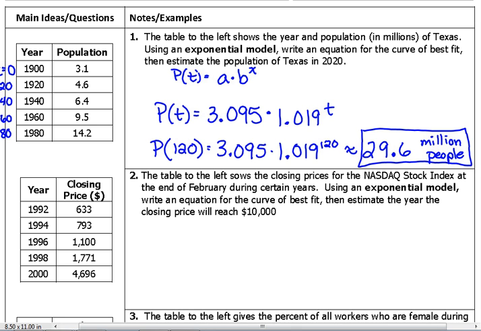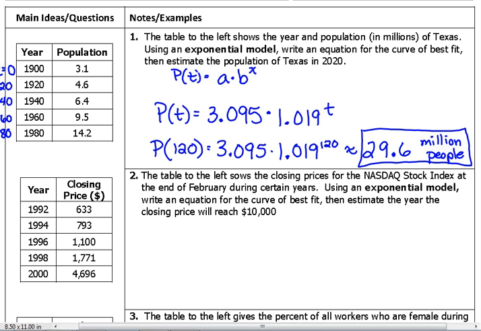Okay, so look at number 2. It says the table on the left shows the closing prices for the NASDAQ stock index at the end of February during certain years. Using an exponential model, write an equation for the curve of best fit, then estimate the year the closing price will reach $10,000.